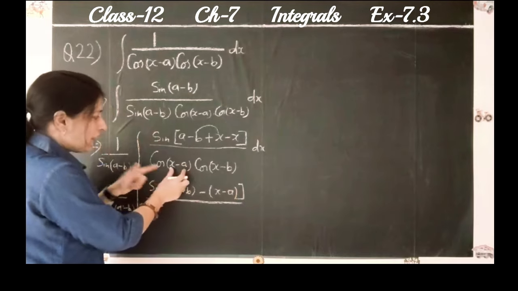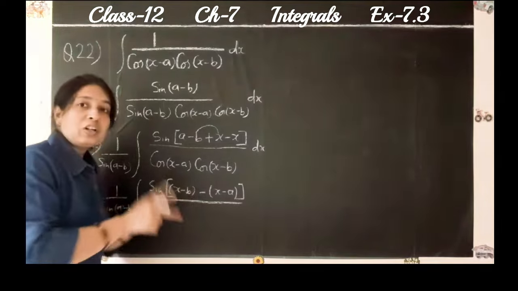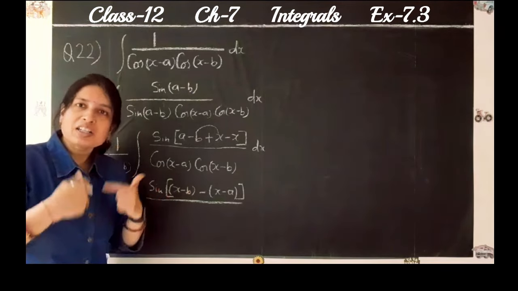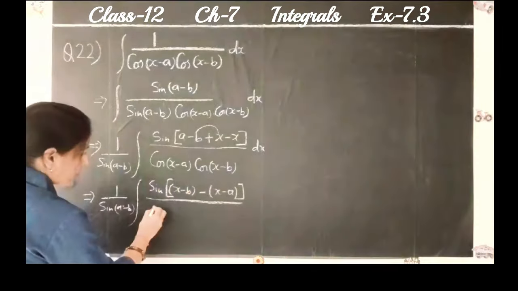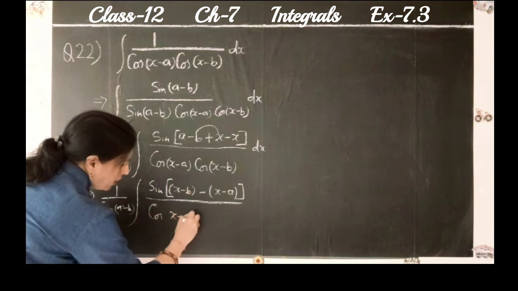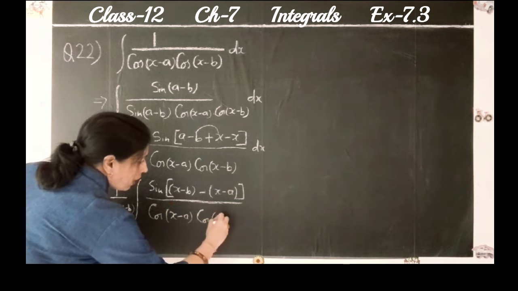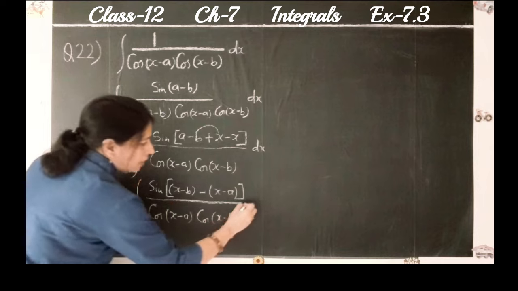डिनोमिनेटर में हमें क्या दिया हुआ है, x माइनस a और x माइनस b दिया हुआ है. तो न्यूमरेटर को भी हम x माइनस ए और x माइनस बी के फॉर्म में लिखेंगे. So right here cos(x minus a) into cos(x minus b) dx.